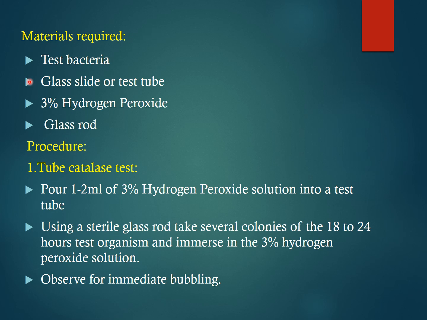Materials required: test bacteria, sterile glass slide or test tube, 3% hydrogen peroxide solution and glass rod. Procedure: in tube catalase test, 1 to 2 ml of 3% hydrogen peroxide solution is poured into a test tube. Using a sterile glass rod, several colonies are taken from the fresh culture. The culture should be 18 to 24 hours old and it is immersed in the 3% hydrogen peroxide solution, and then it is observed for immediate bubble formation.